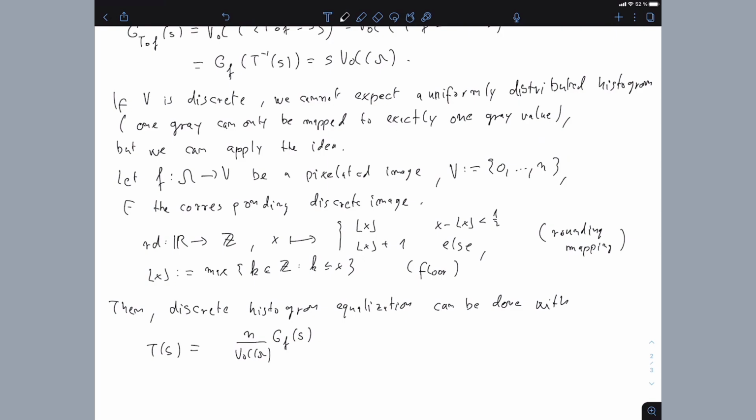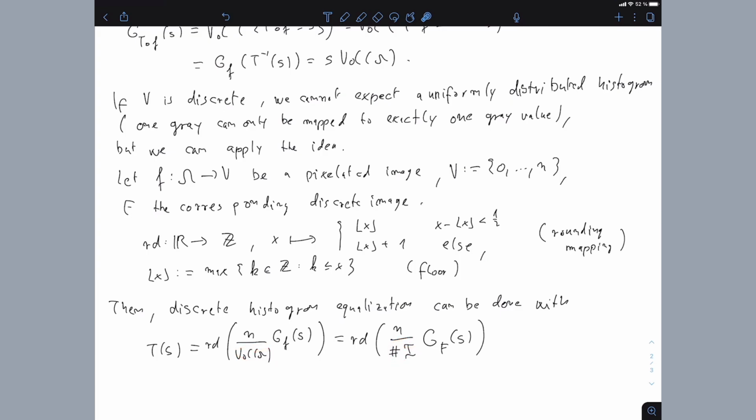And then we round to get values that we are allowed to use, because we only allow values from 0 to n. So we are just rounding to the nearest integer. This is the pixelated image viewpoint. But you can also take the discrete image viewpoint where you apply the rounding to n divided by the number of pixels times the probability distribution function of the discrete image. If you remember, this is the same effect as scaling by the pixel volume, and that's why the scale factor is here.